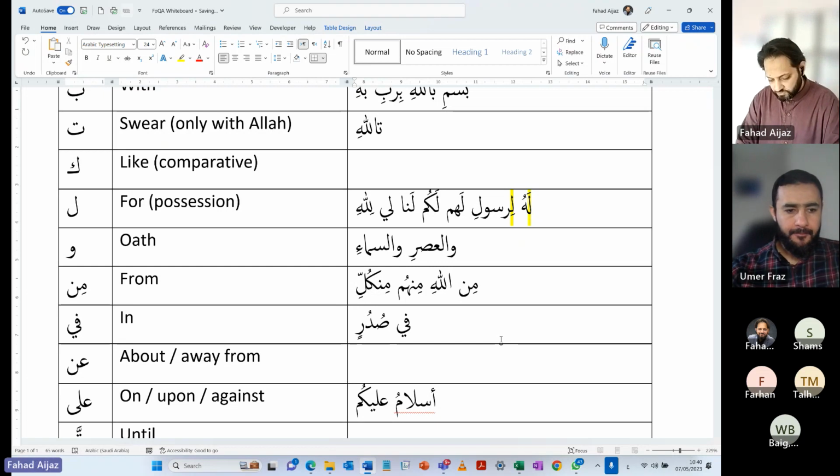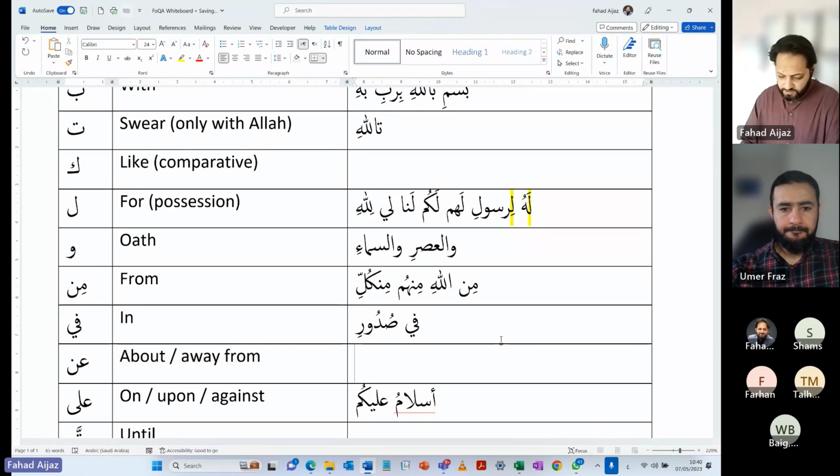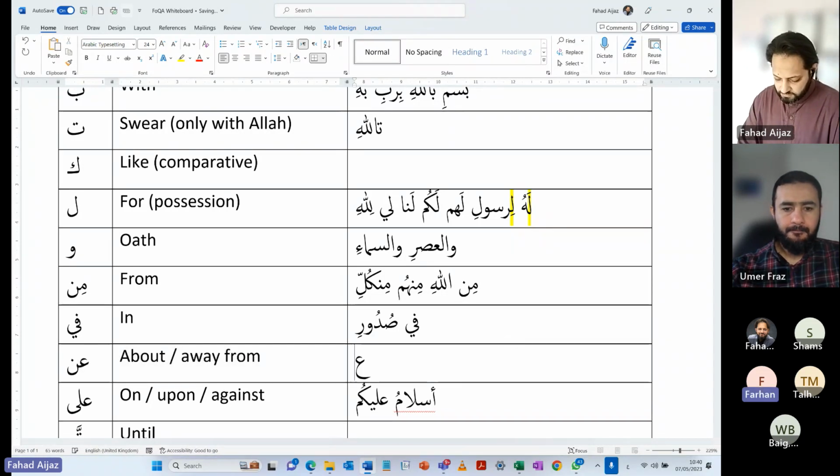Fi suduri, not sudurin, because it is annas. After that, it's mudaf. Okay. And then we have an zikrillah.